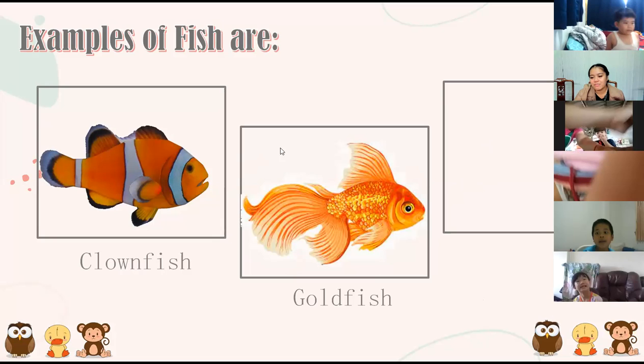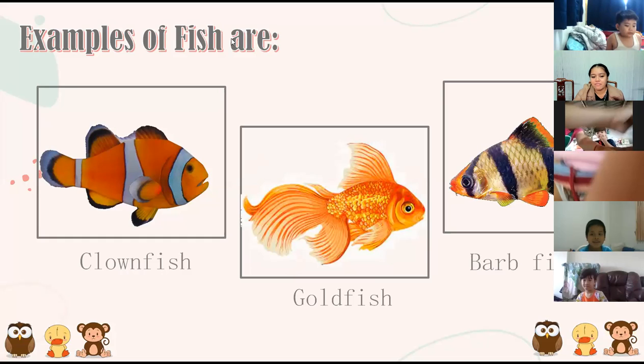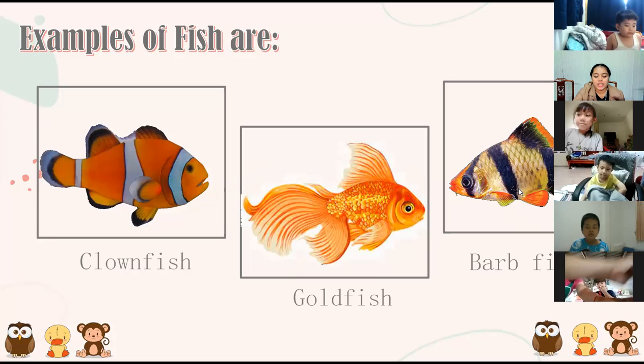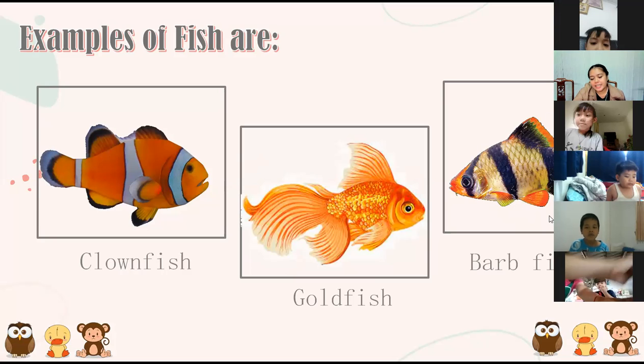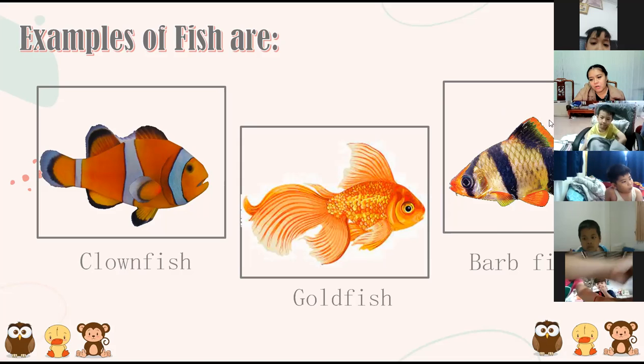It's not orange fish. It's goldfish. Okay, next one we have. What's this? It's barbfish. What can you say about the barbfish? You can see here they have a colorful body, right? They have black stripes and green stripes as well.